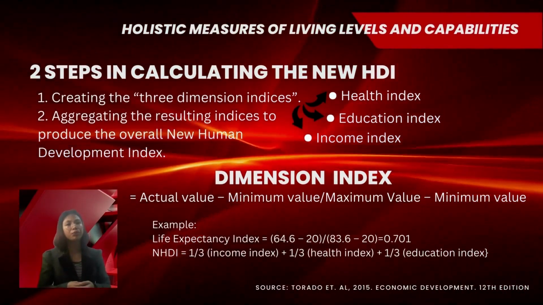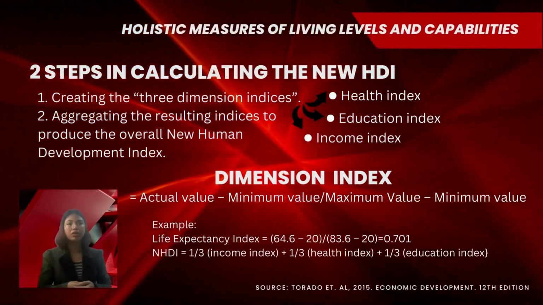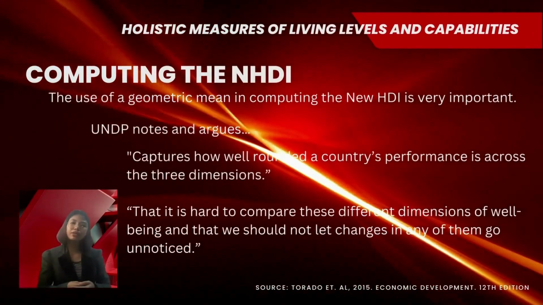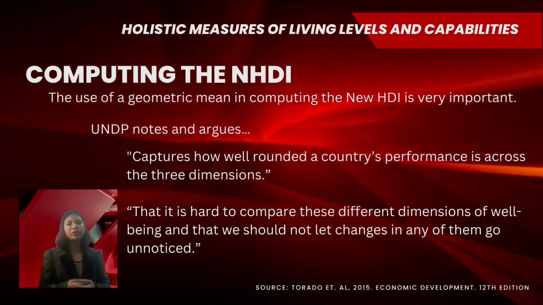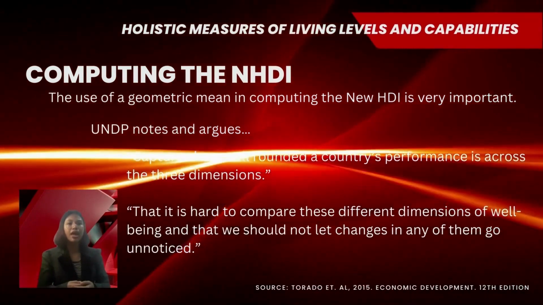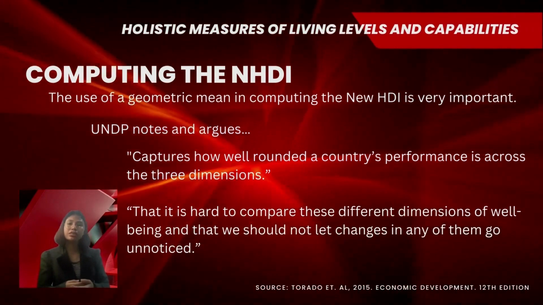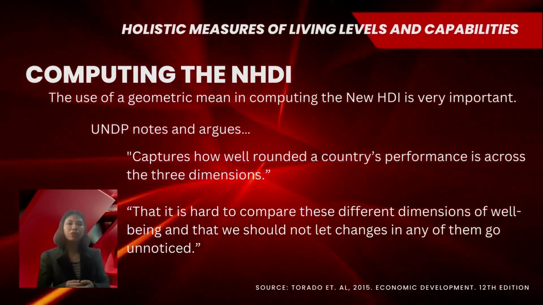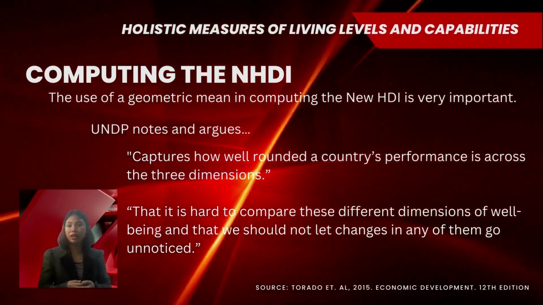The formula for computing the new Human Development Index is 1/3 of the Income Index plus 1/3 of the Health Index plus 1/3 of the Education Index. The use of the geometric mean in computing the new HDI is very important. When using an arithmetic mean in the HDI, which is adding up the component indexes and dividing by 3, the effect is to assume perfect substitutability across income, health, and education.